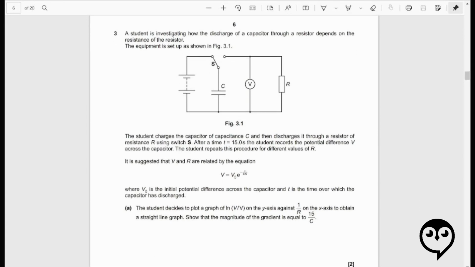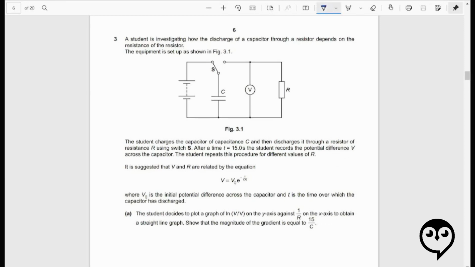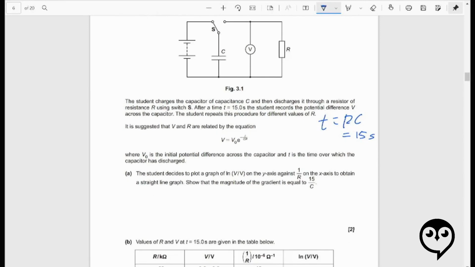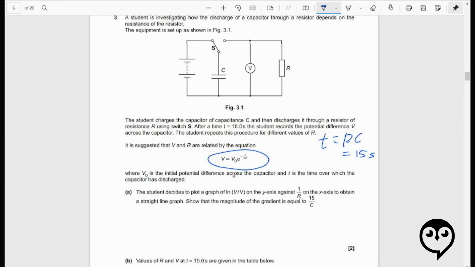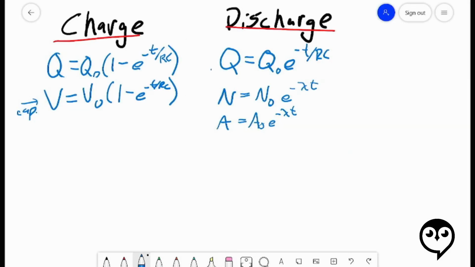Okay. And we've got them in parallel, therefore. A student charges the capacitor of capacitance C and discharges it through a resistor of resistance R. Okay. And the time constant RC seems to be equal to 15 seconds. They've told us 15.0. The student repeats the procedure with different values of R. Okay, and it is suggested that there's a relationship here. Sure. V naught is the initial potential difference across the capacitor, and t is the time over which it's discharged. Yeah, okay. So now when we discharge a capacitor, that's the equation.